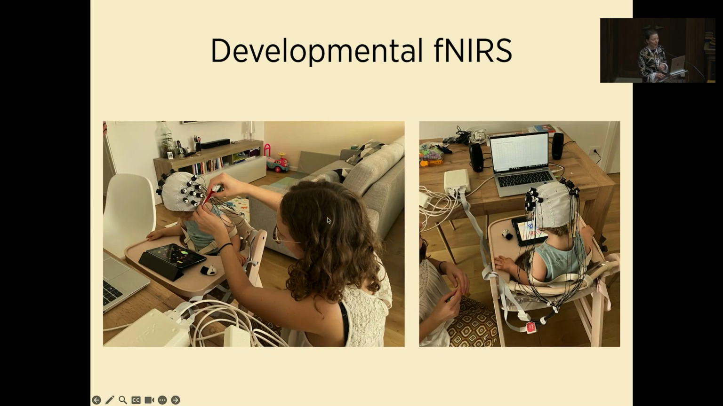And then one thing, as I was saying, that's important is that it's wearable and portable, and that's a huge advantage when you have to work with special populations. Here we have a young deaf participant who has a cochlear implant, and these children are much quieter and happier when they're tested at home. And this is what you can see here. The NIRS machine is this here.